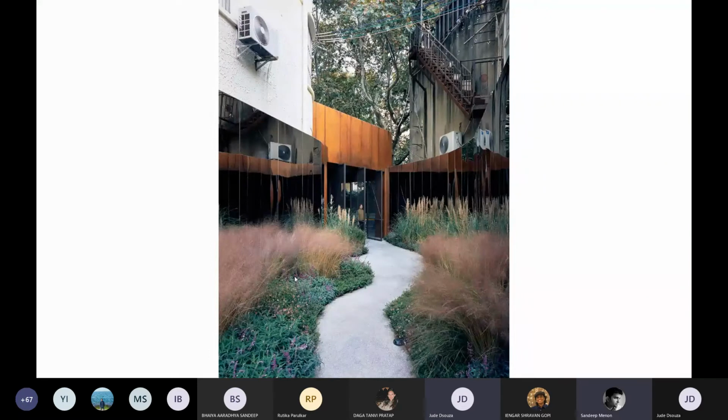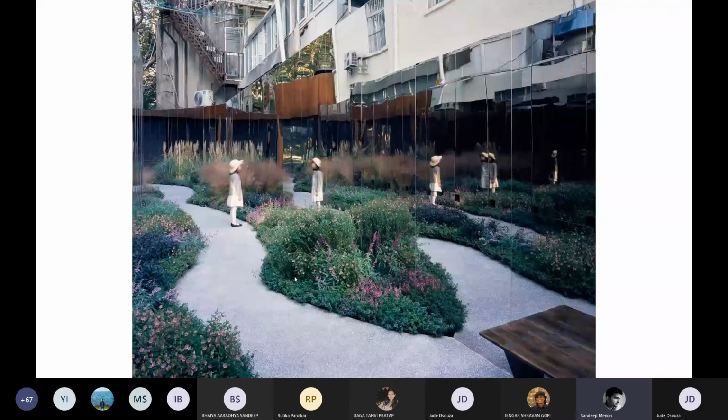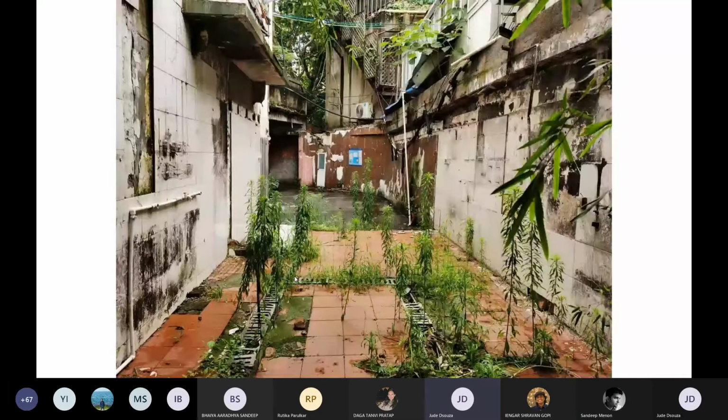And the use of the mirror actually doubles the space, the perception of the space. In reality, it's a very, very narrow corridor. It's almost like a setback of a building, right, Jude? Correct. This is the image. This is what it was like. This is all that is there.